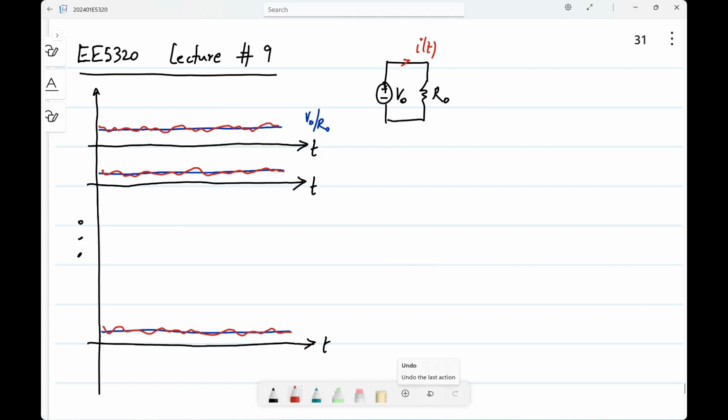I'll explain what I mean by that. It will be different at different instants of time, and it will also be different for different examples that you take. Let's say you make 1,000 copies of this and measure the current at some particular instant in all of them. They will all be different from each other. So why do we see something like this? Why does this happen?